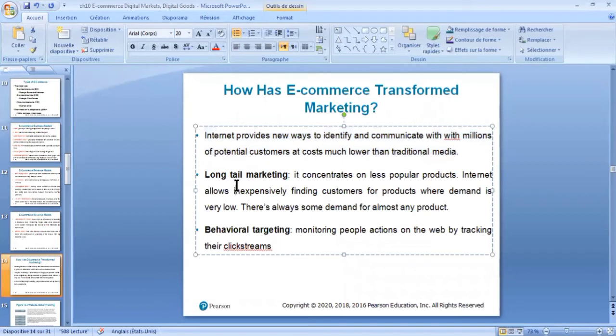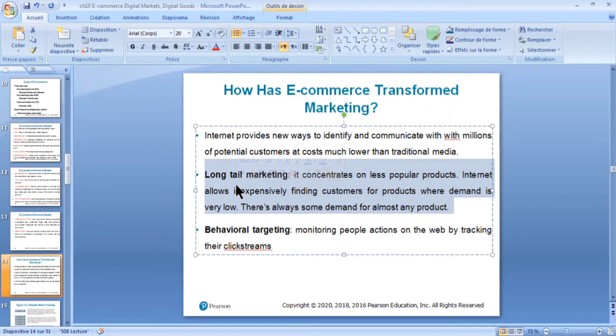Also, the internet and e-commerce, they also enable what we call long tail marketing. But we need to explain what long tail marketing means. Long tail marketing is the marketing that concentrates on the products that are less popular, the less popular products.